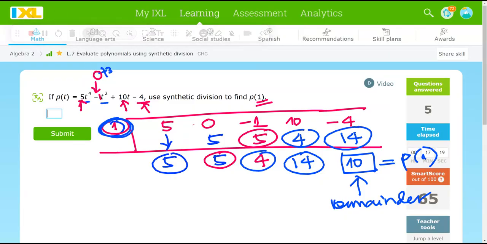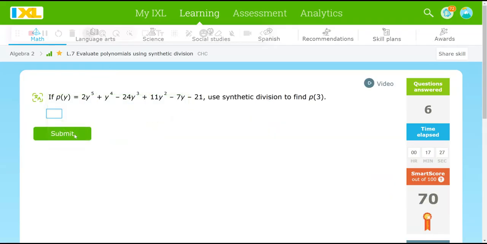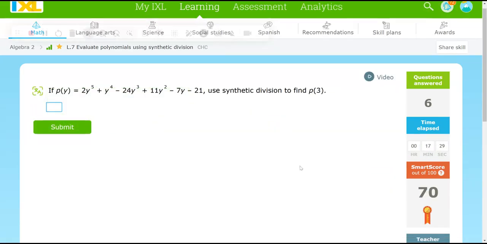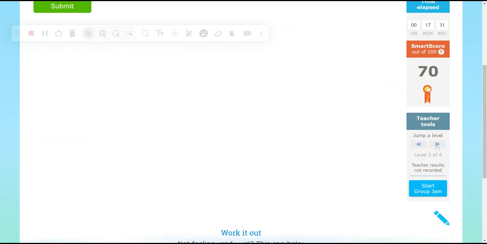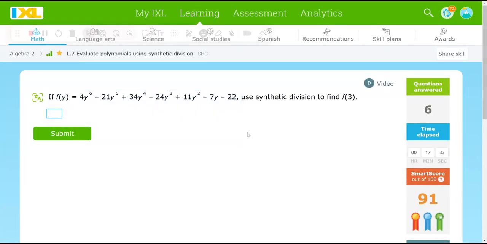So pay attention to the missing term. If you have the missing term, the coefficient of the missing term has to be 0. All right. Next one. We should go to level 4. Okay. Level 4 is right here.